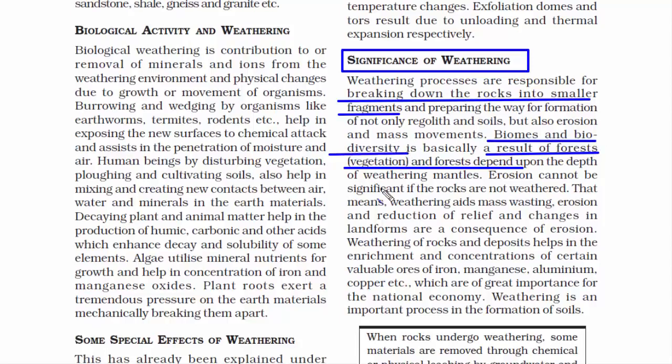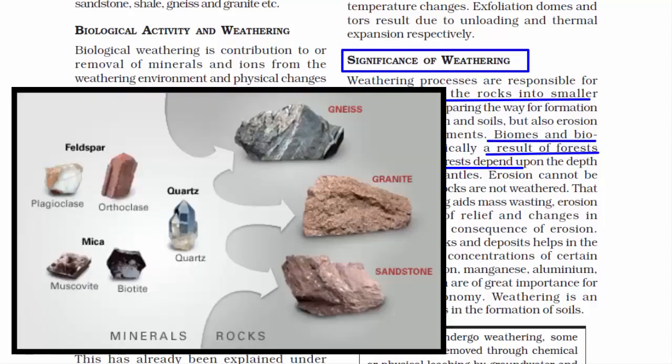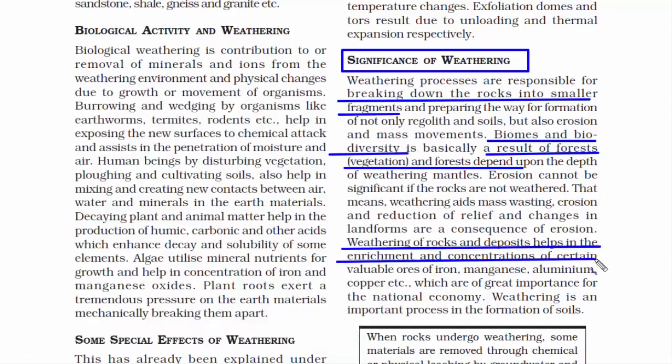Another point is that rocks contain different kinds of minerals, which are packed together. After weathering, these mineral grains get transferred to soil. And then due to erosion, soil gets transported from one place to another. If this natural mechanism doesn't exist, then how will there be large deposits of valuable ores of iron, manganese, aluminium, copper, etc.? These minerals are important for the national economy. So you see how weathering is important from an environmental as well as an economic point of view.